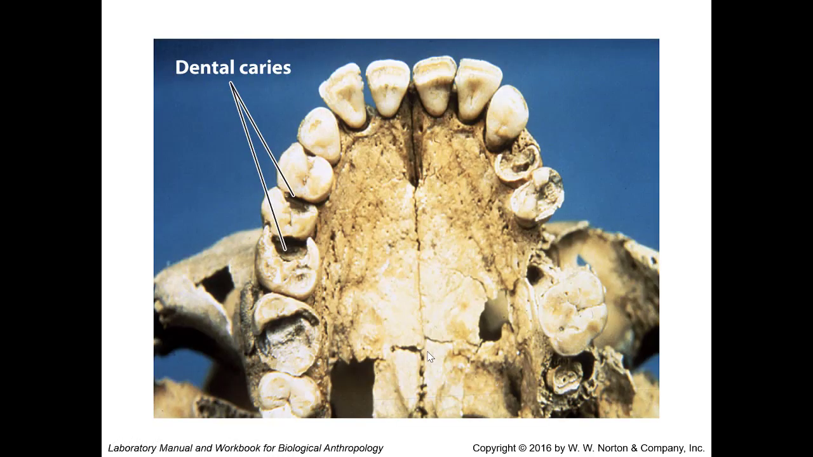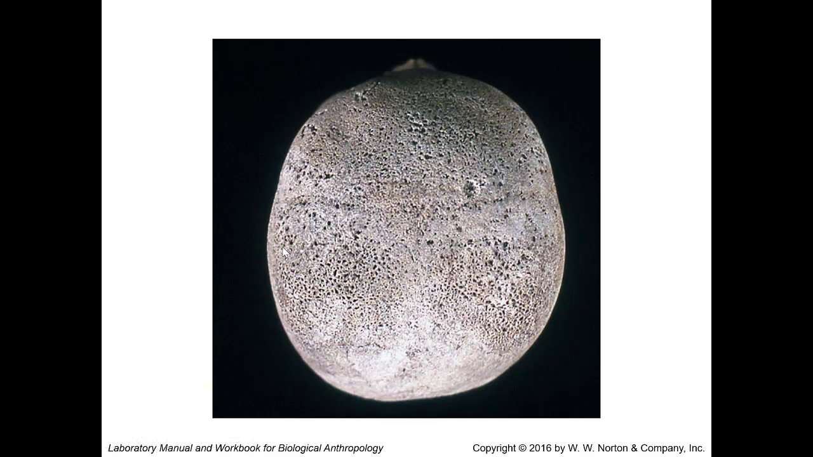Here we have dental caries, so cavities, right? This is porotic hyperostosis, right? So instead of being smooth, we have a very spongy looking texture, right? So this is all antemortem pathology. Then we have perimortem pathology.